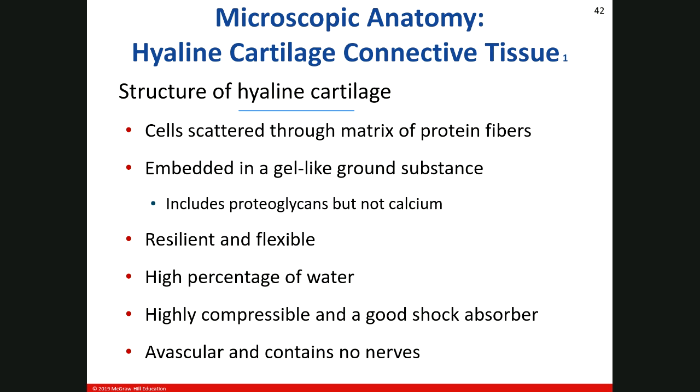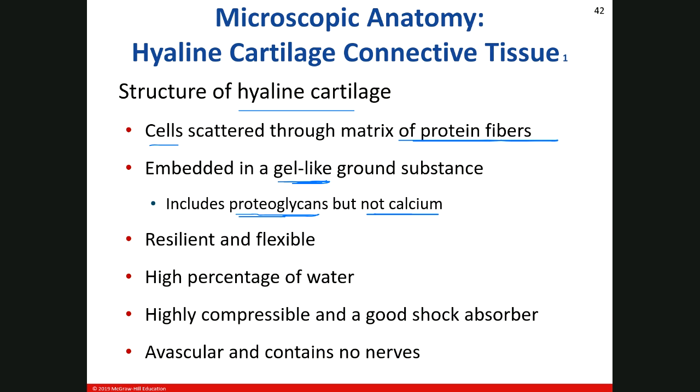So our cells are going to be found scattered all throughout the cartilage matrix inside of these protein fibers. Protein fibers will predominantly be collagen, so if it's collagen, it's going to be strong and sturdy. These cells secrete their cartilage matrix similar to osteoid. It's going to be gel-like, but in this case, the matrix primarily has the proteoglycans, but not calcium.